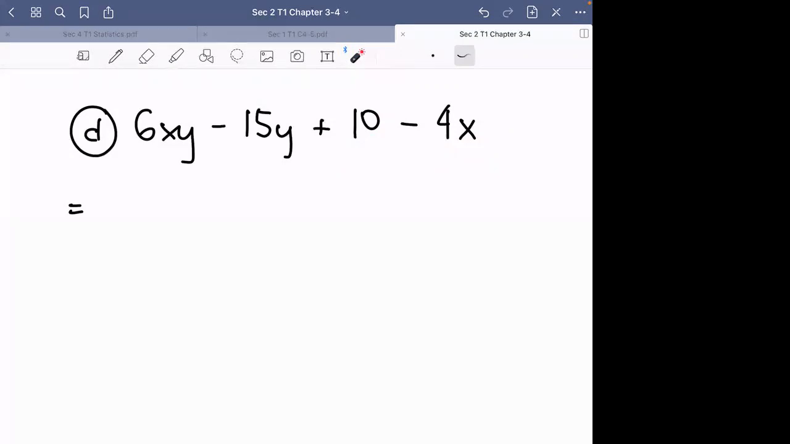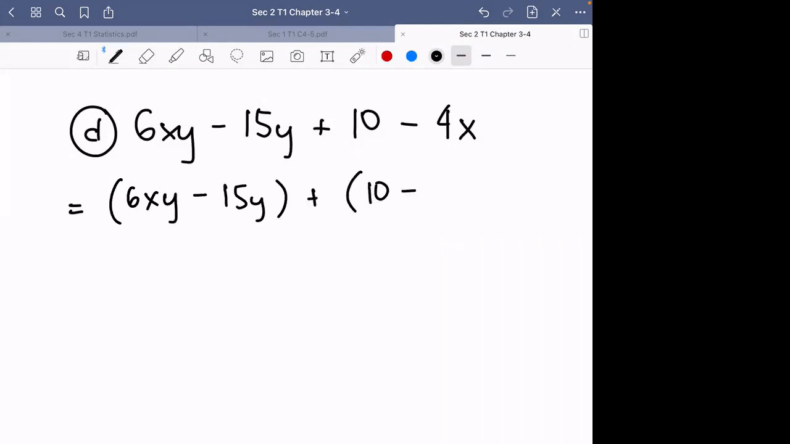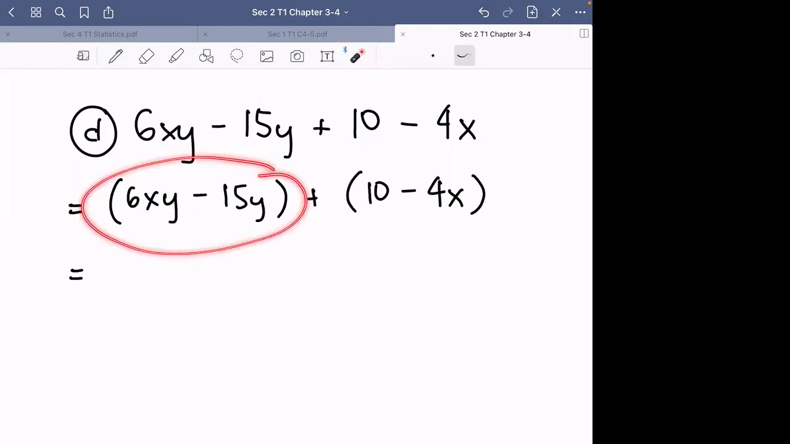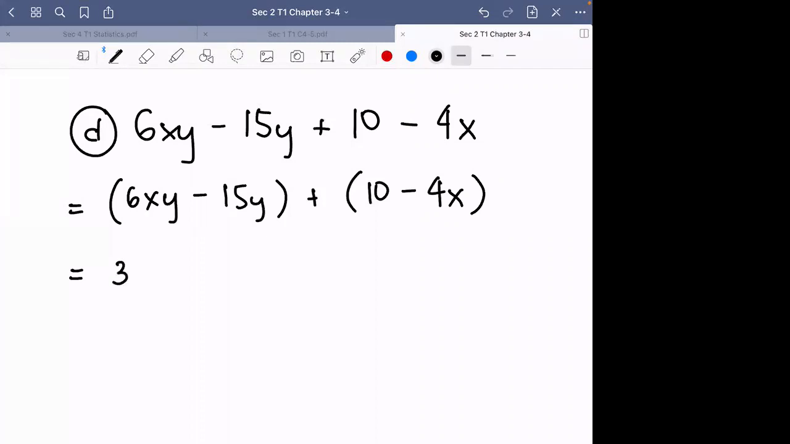Okay, so let's pair them. So I have 6xy minus 15y. That's my first group, plus 10 minus 4x. That's the second group. Now looking at the first group, look at the number 6 and 15. What's your HCF? A number that can divide 6 and 15. 3. So 3y. And then let's divide the expression by 3y.